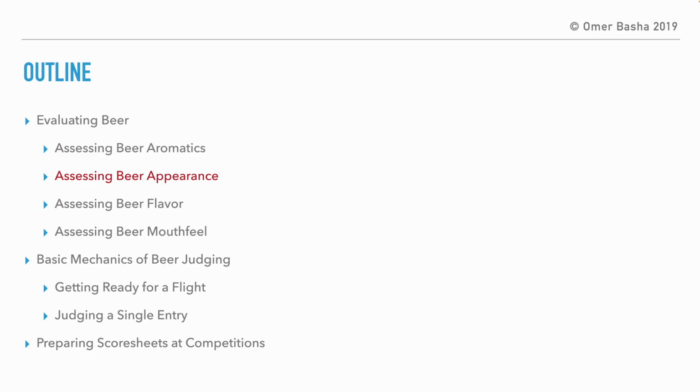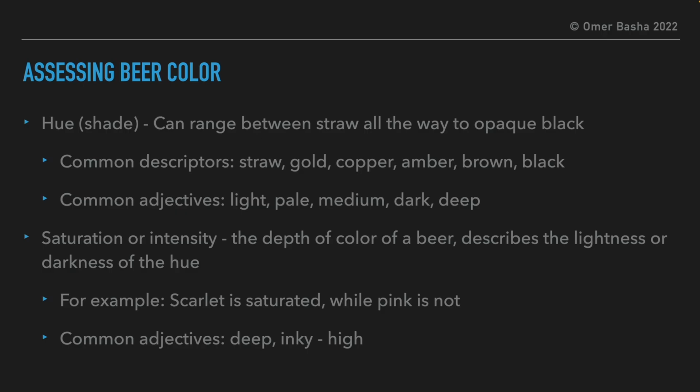Now, after discussing how we assess the aroma of a beer, let's move on to talk about the appearance of the beer. Let's start with the color of the beer. To assess the color, we need to evaluate the hue. The hue is a color with intensity. The color can be straw, gold, amber, brown, and black. For intensity of color, you can use weak, light, pale, medium, dark, or deep.